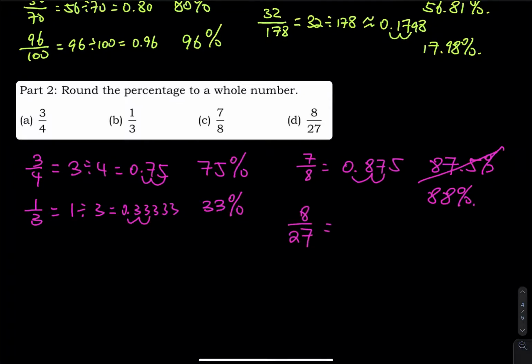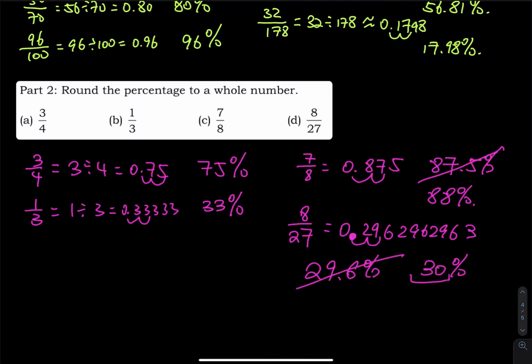So 8 divided by 27, I don't think that is divisible. Yep, it is not. So in your calculator, you should see that this is 0.2963. So since we want a whole number, let's move the decimal point first. One step, two steps. So instead of writing 29.6%, we will just keep 30% because we want to keep this as a whole number.